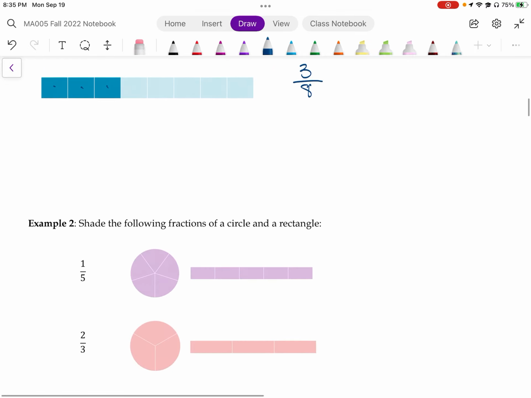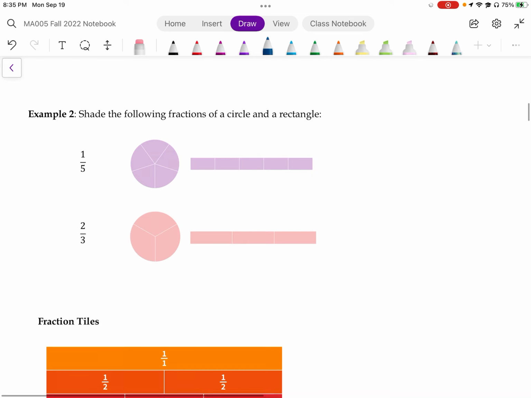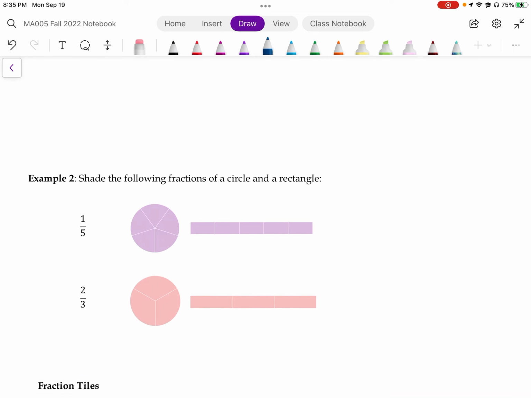All right, next one. Shade the following fractions of a circle and a rectangle. Okay, so do both. We're going to try both. So shade 1/5. It's already divided into 5 parts. So 1/5 would just be, you just shade one of them. Again, this is split into 5 parts. So 1/5 would just be shading one of them.